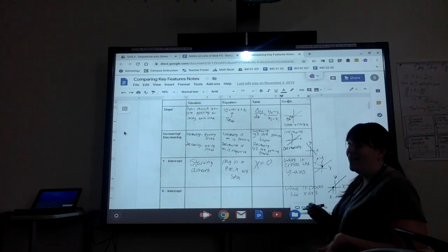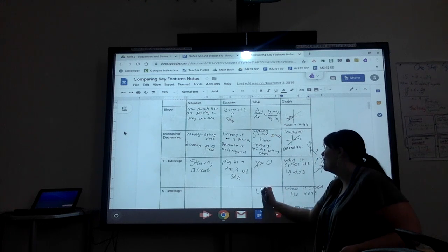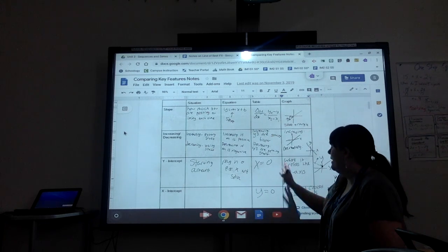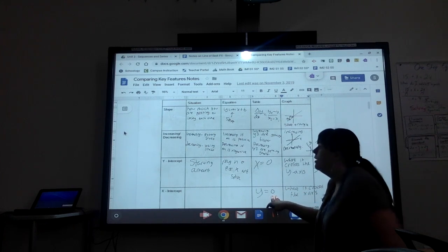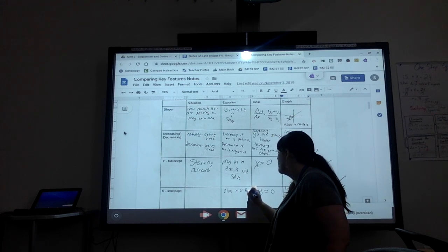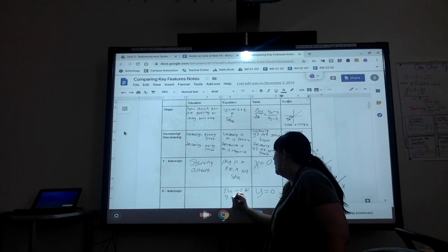Which means y is how much you're going up and down, and if you're not, then that means y is 0. In a table, you find it where y is 0. And in the equation, you plug in 0 for y this time, and solve for x.